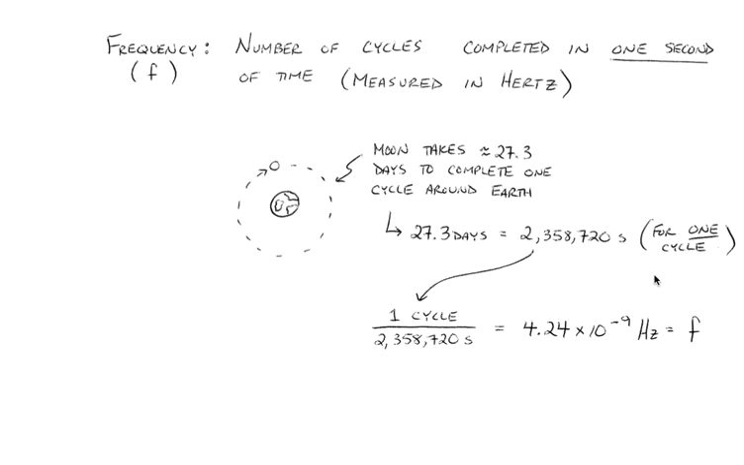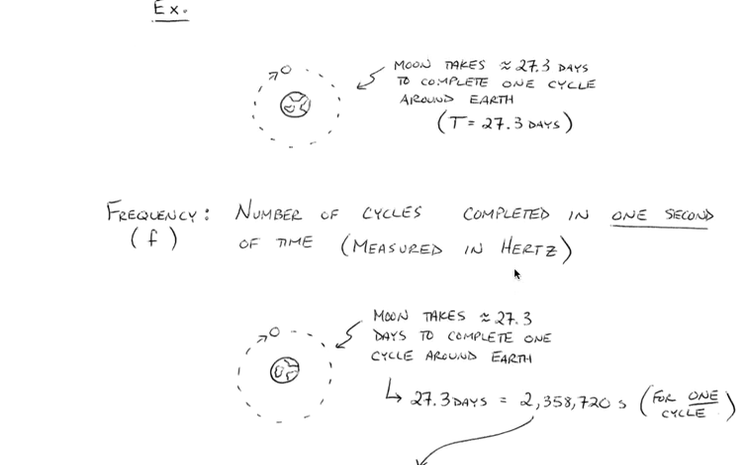We are interested in the opposite, the number of cycles in 1 second. So we're not concerned with one cycle as we are with the period. We're concerned with 1 second because we're dealing with a frequency. So it completes one cycle in 2,358,720 seconds. If I divide those two, that tells me that after 1 second has passed, the moon will have completed 4.24 times 10 to the negative ninth hertz, or cycles per second. So 4.24 times 10 to the negative ninth cycles in 1 second, which is only a fraction of its entire cycle.